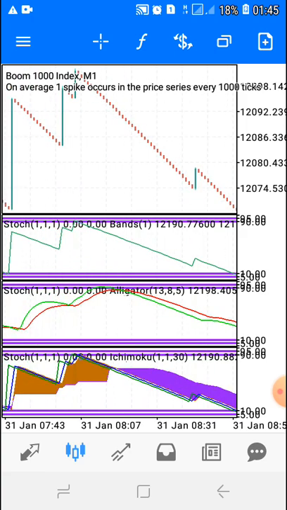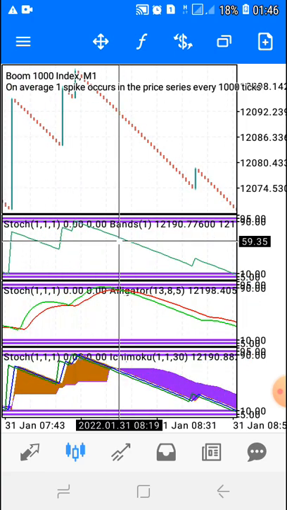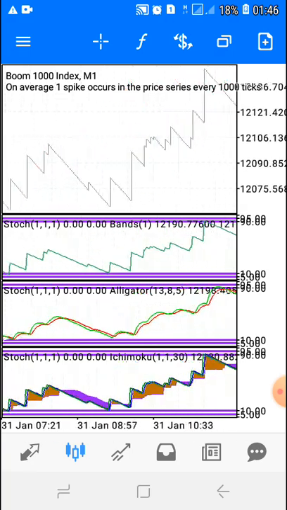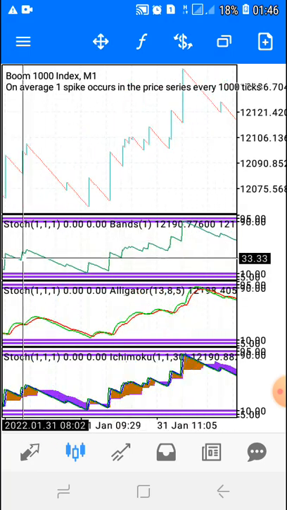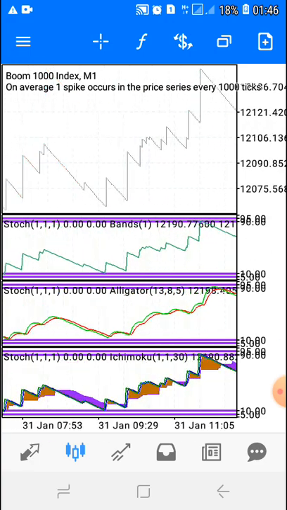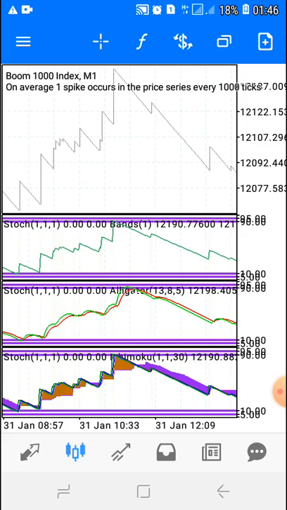Right over here we have another entry, but we are not sure if this is an entry because we have to zoom out the chart, and when we zoom out the chart we can actually see that this was not an entry. So do not get caught out. Do not let the market fool you.